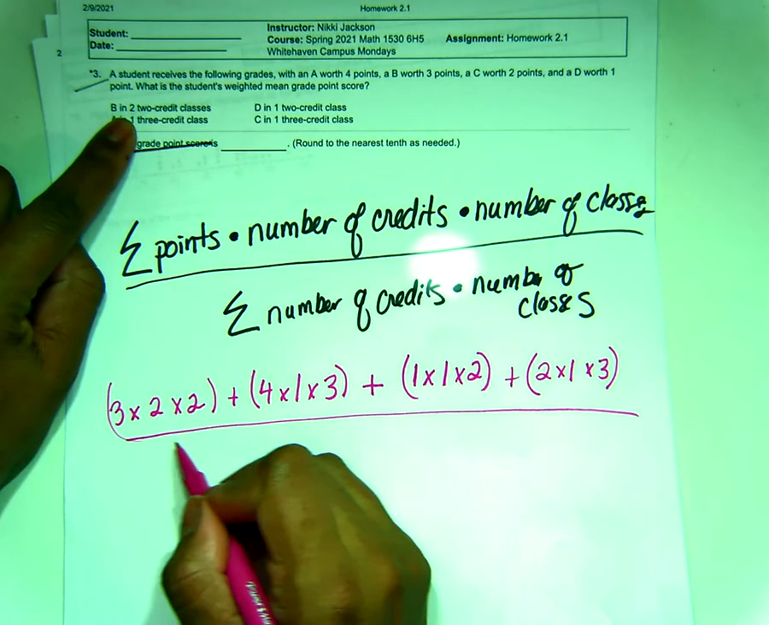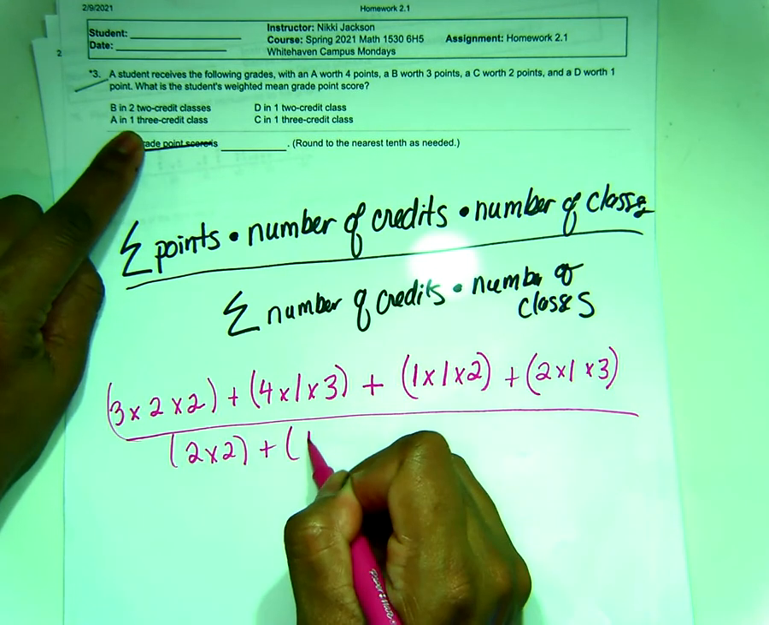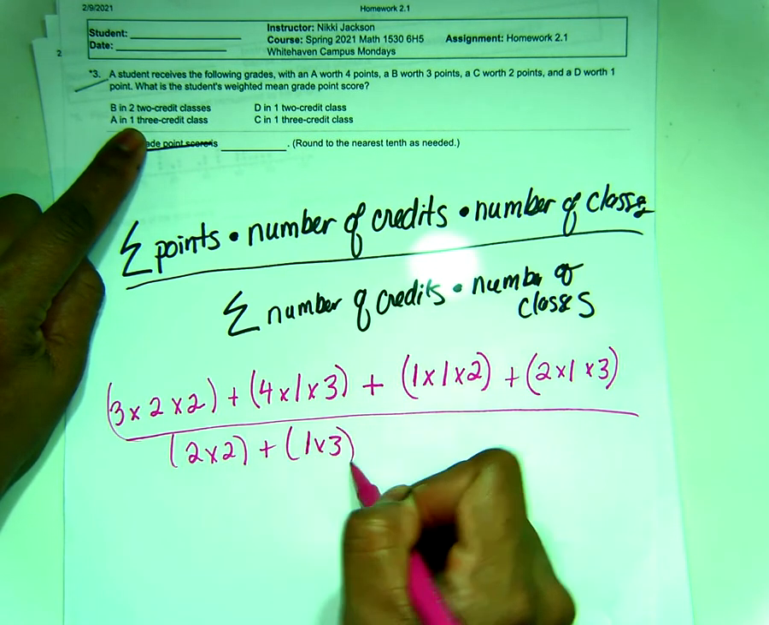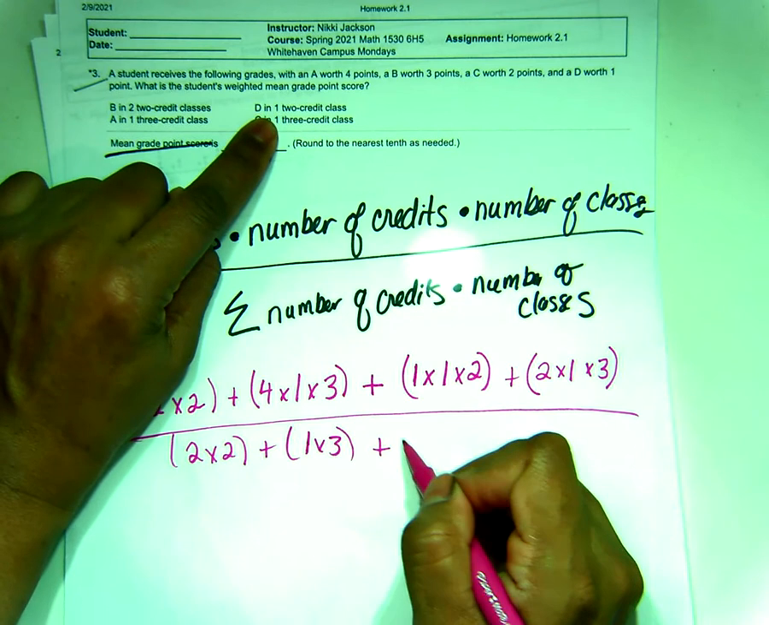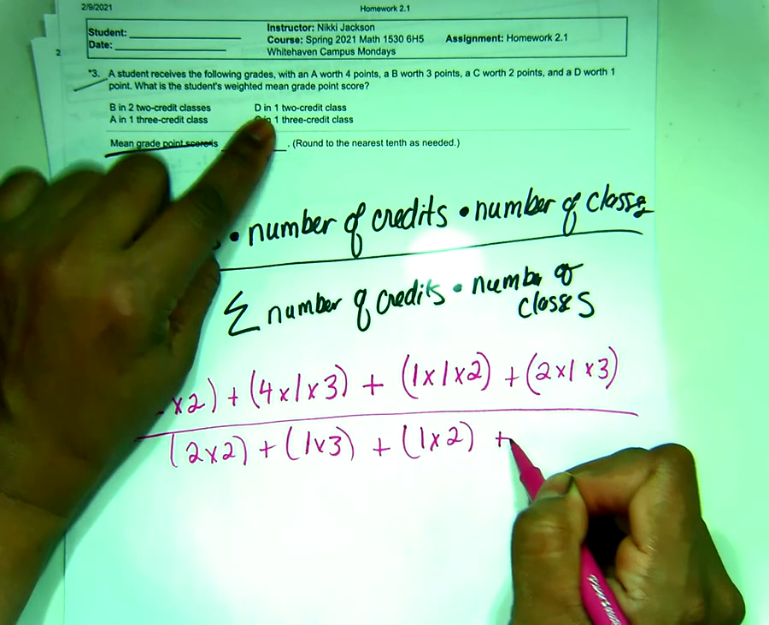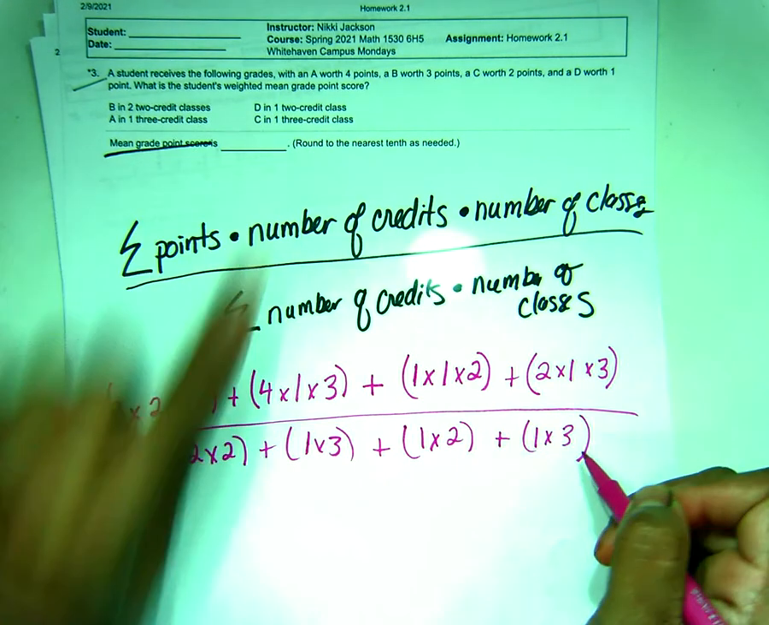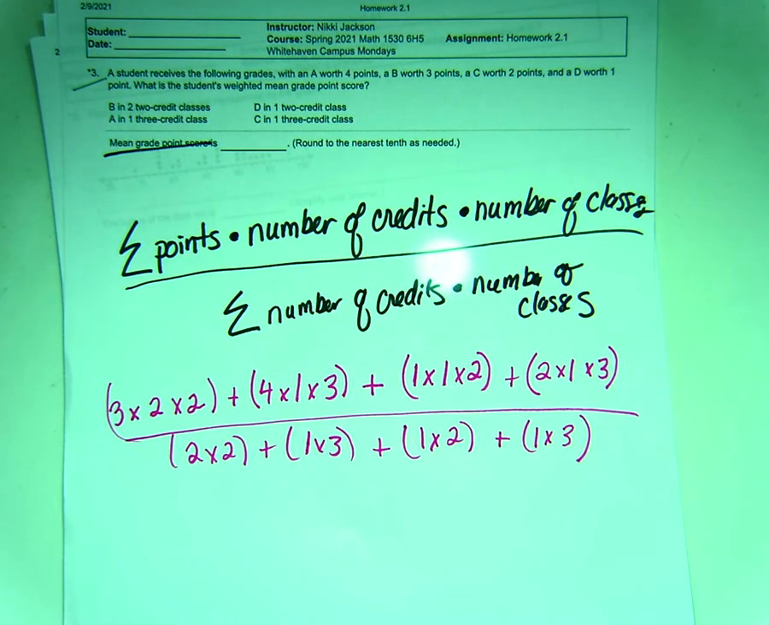So I got 2 classes worth 2 credits plus 1 class worth 3 credits plus 1 class worth 2 credits plus 1 class worth 3 credits. So reading is fundamental here. So now we're going to simplify this to the best of our abilities. Then we're going to try to use our calculator. This is a lot.